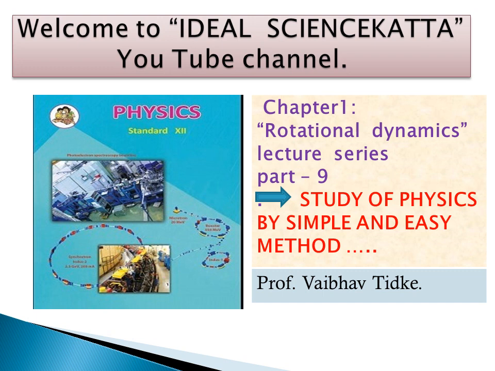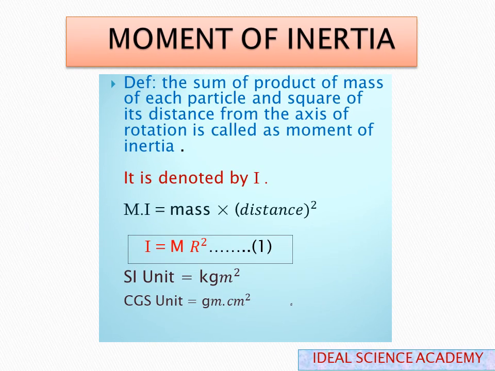Today we are going to start a new topic, that is moment of inertia. See the definition: the sum of the product of mass of each particle and the square of its distance from the axis of rotation is called moment of inertia, and it is denoted by I. So moment of inertia is the product of mass of each particle and square of distance from the axis of rotation.